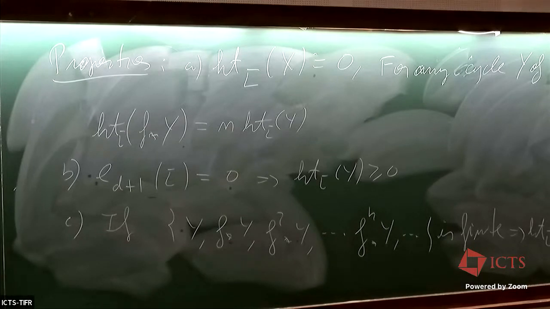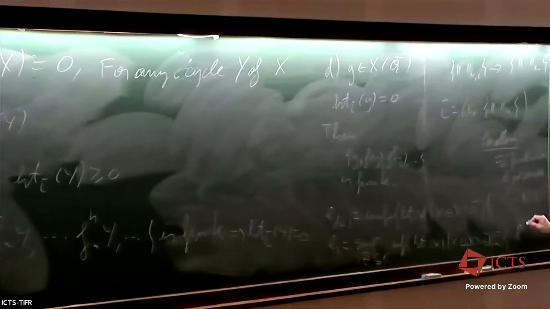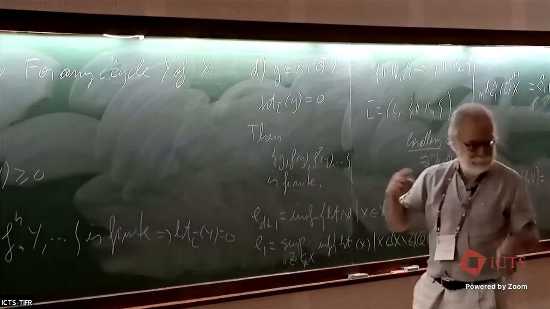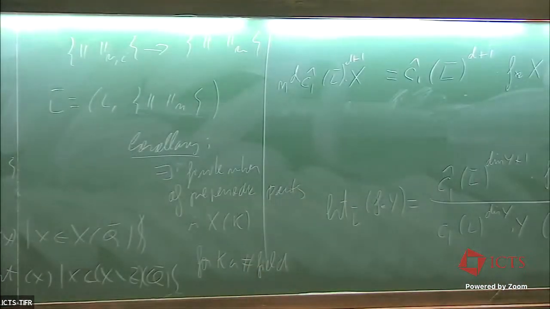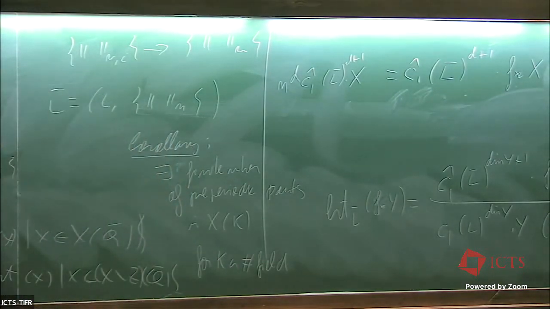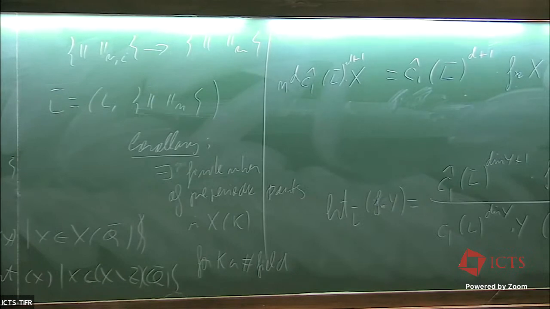And in particular, another corollary of this part is that there exists only a finite number of preperiodic points in X of K for any number field, using again the Northcott property. So the number of preperiodic points defined on a fixed field is finite just by this. And in fact, this was the original motivation of Northcott when he was introducing his property. He was really studying these kinds of problems and trying to prove these kinds of finiteness results.